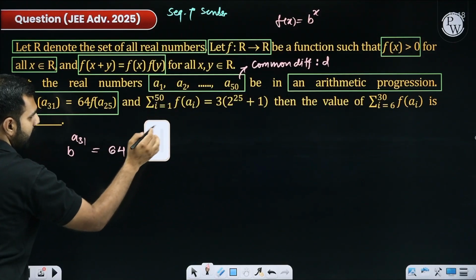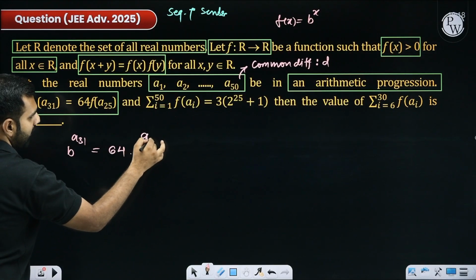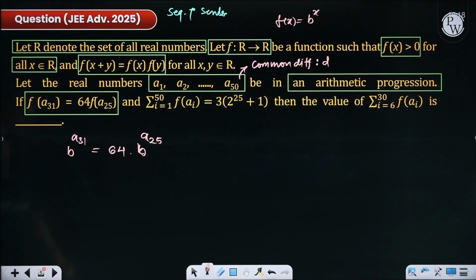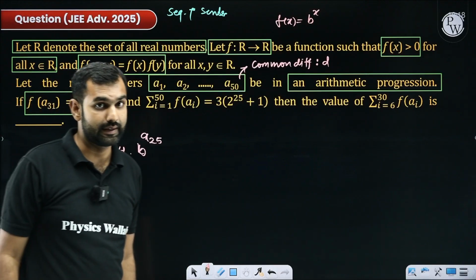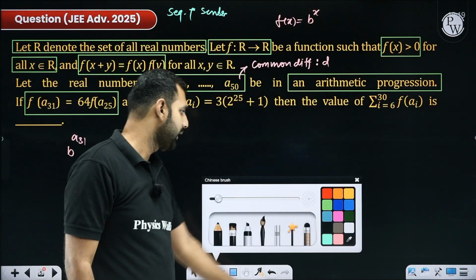This is b to the power a25. Now, sir, what have you attained by doing this? Is it really helpful? Trust me, it is indeed very much. How? Let's have a look at that.